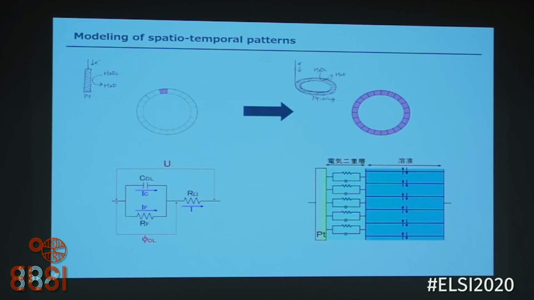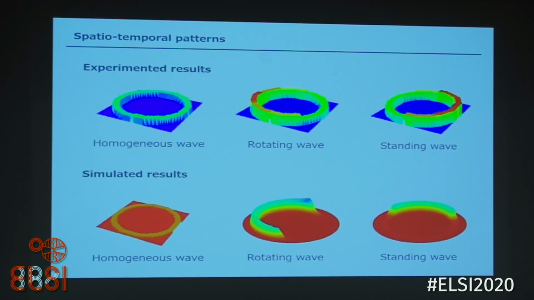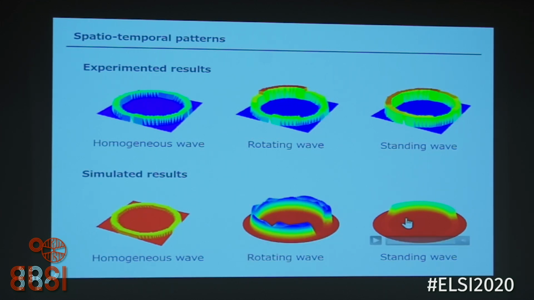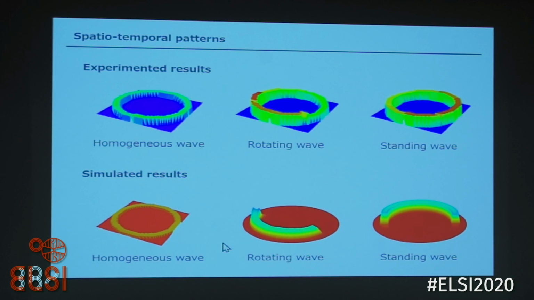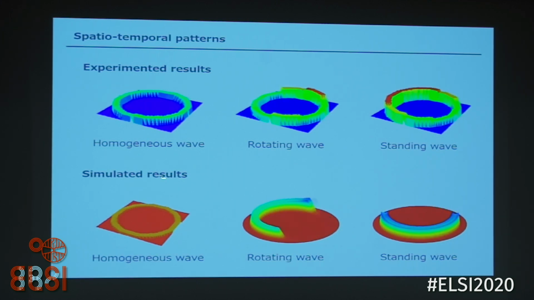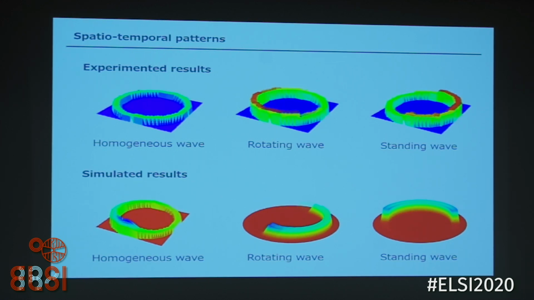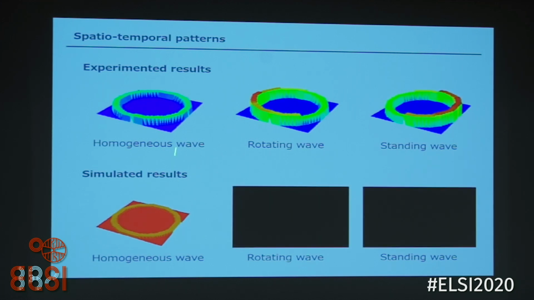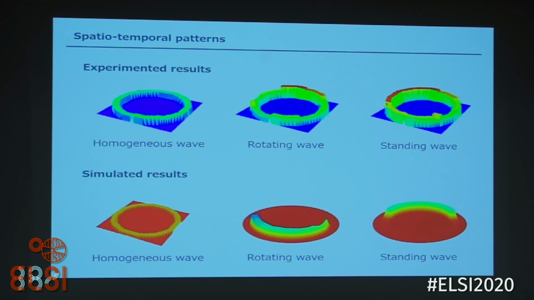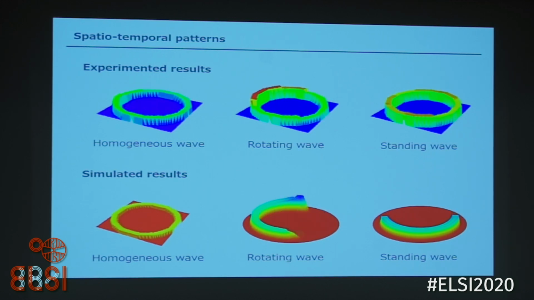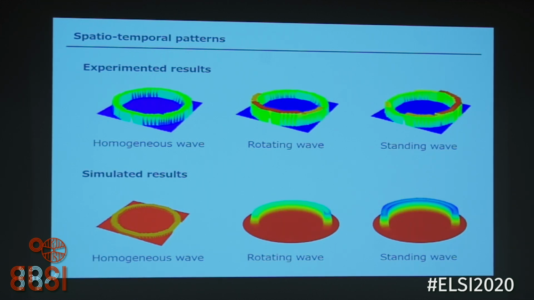This model can be extended to two-dimensional spaces, just connecting the equivalent circuit like this. And not only the oscillation, but the two-dimensional patterns are also reproduced very well. Some of you might find, for these two cases, spatial symmetry is not broken, but these four cases, the spatial symmetry is broken.